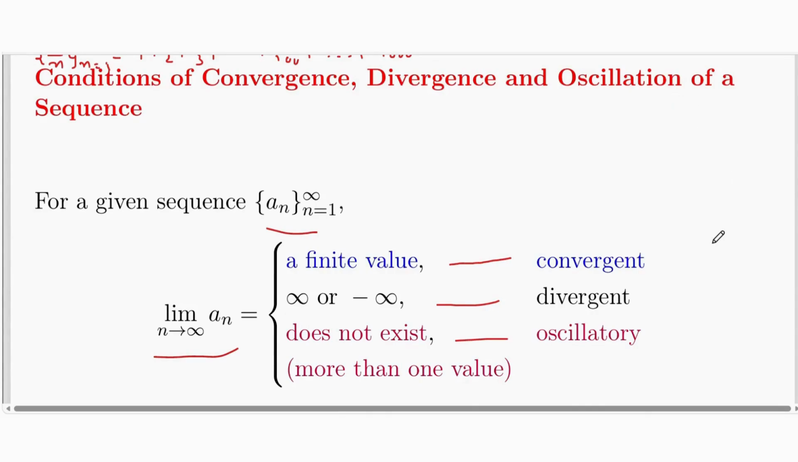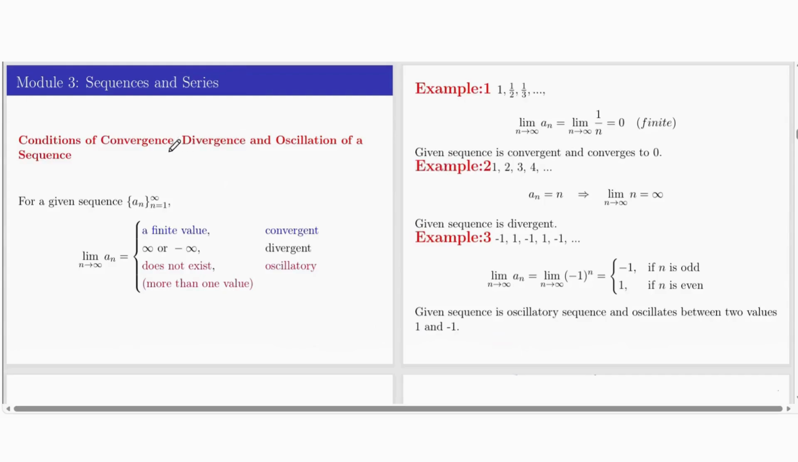Now we will discuss these three concepts through examples. Let's discuss the conditions of convergence, divergence, and oscillation of a sequence with the help of examples. Example number 1. Here one sequence is given. Now observe the terms of the sequence: 1, 1 by 2, 1 by 3, and so on.